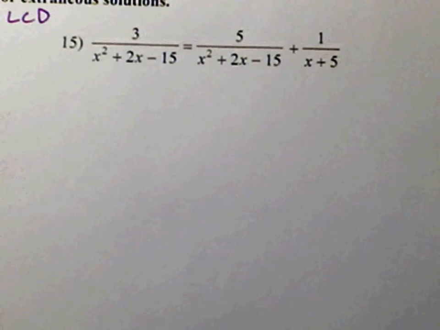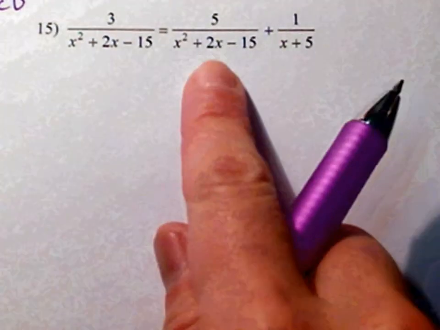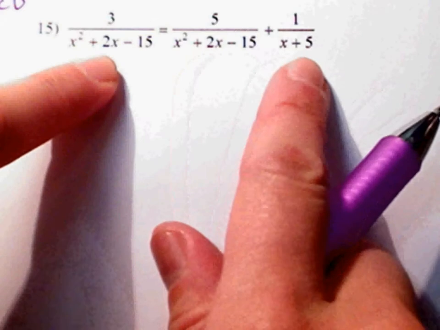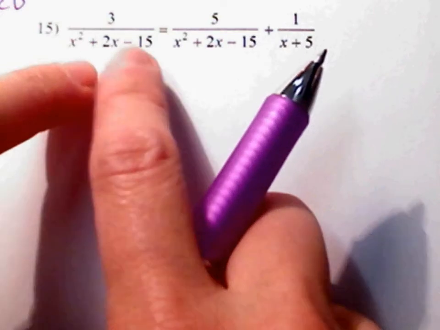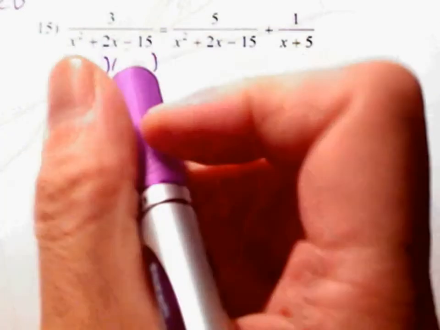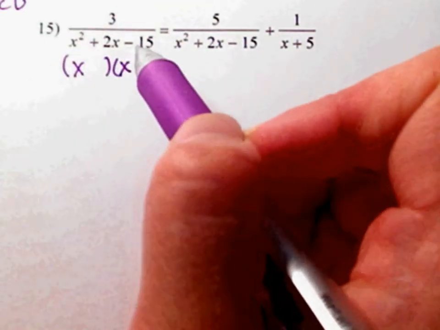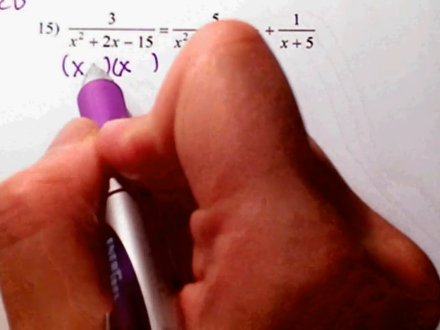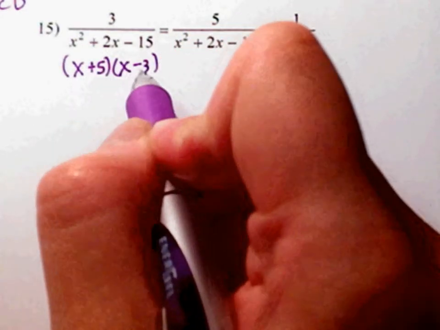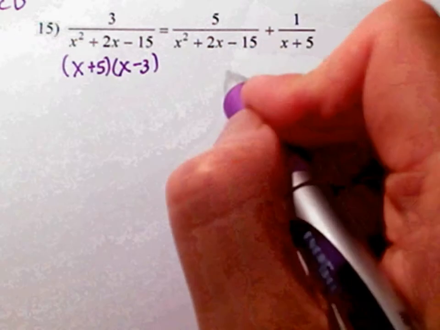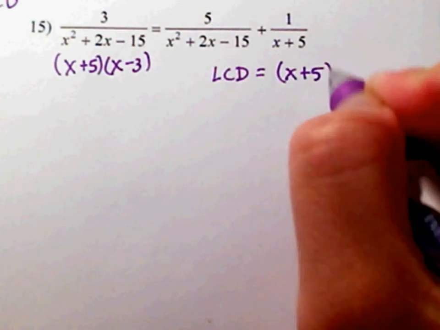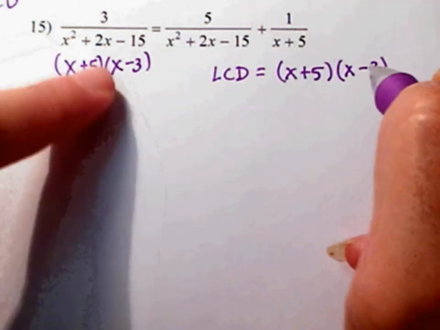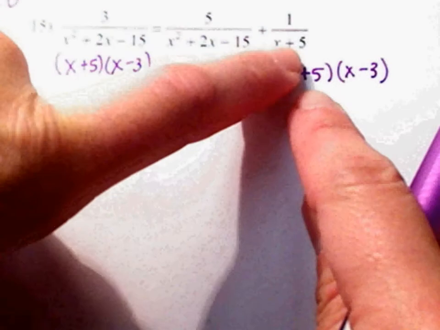15. These guys are the same. This one's different. So let's see if we can find our least common denominator. I'm going to factor one of them just to see which one I'm missing. Factors of x squared is x and x. What are two numbers that multiply to give you 15 and it's going to subtract to give you 2? Positive 5, negative 3. Okay? So, your LCD, least common denominator, is x plus 5 times x minus 3. Exactly the same. And this one, x plus 5. Already got it right there.